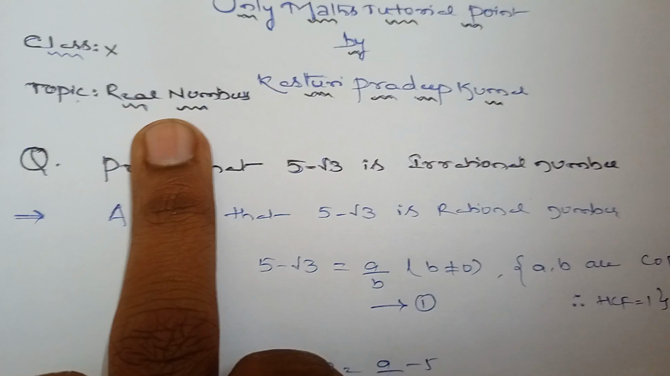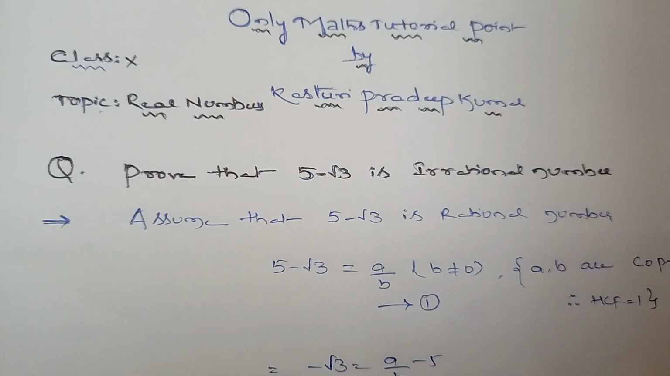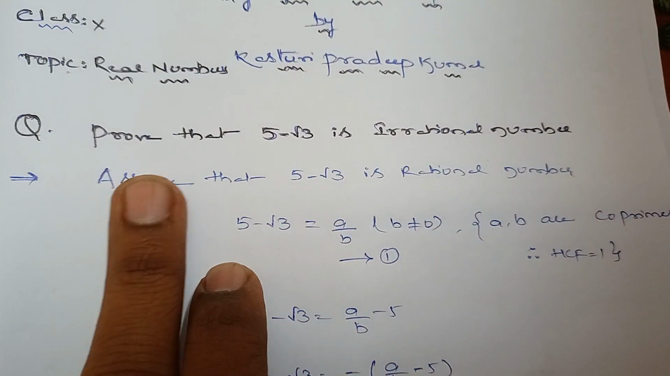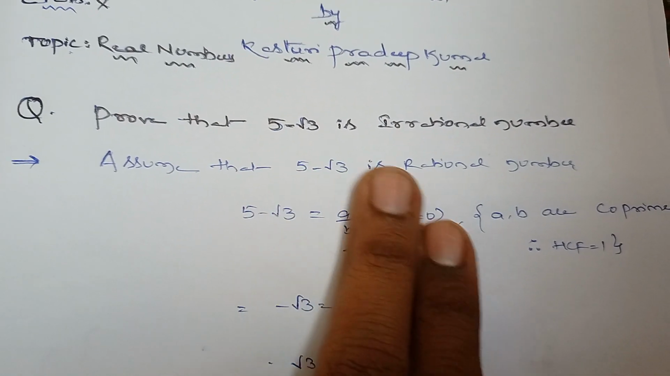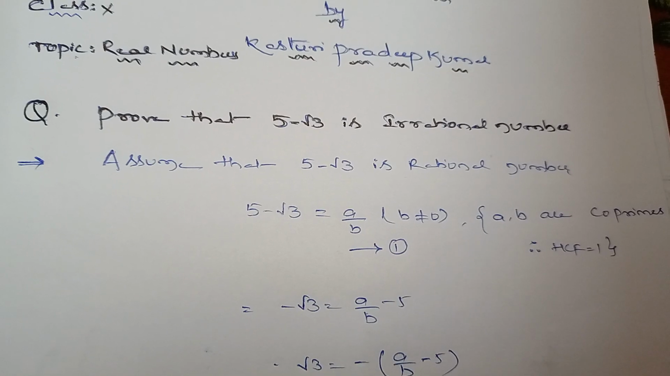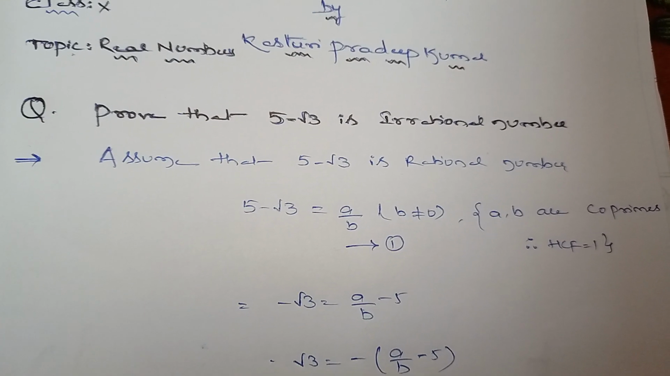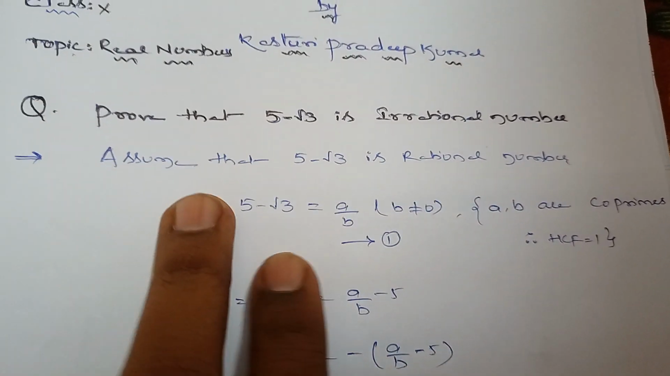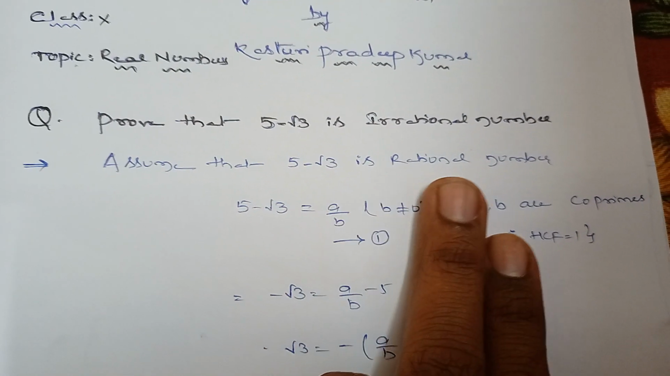Today we are going to discuss the topic real numbers of class 10th, proving irrational numbers. Prove that 5 minus root 3 is an irrational number. To prove this, we have to assume that the given irrational number is a rational number. So assume that 5 minus root 3 is a rational number.